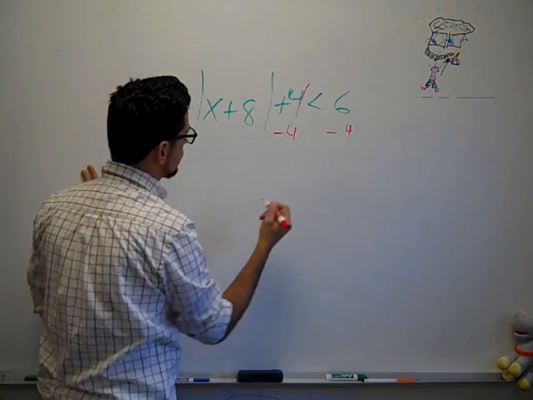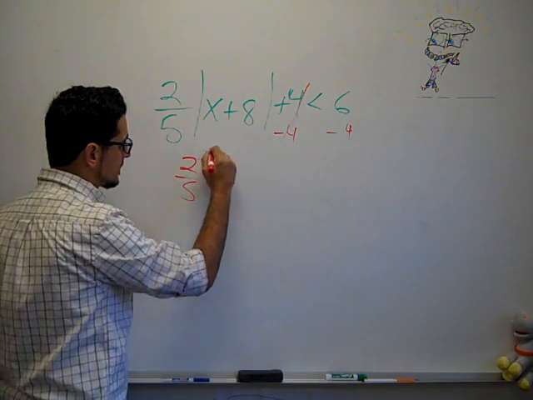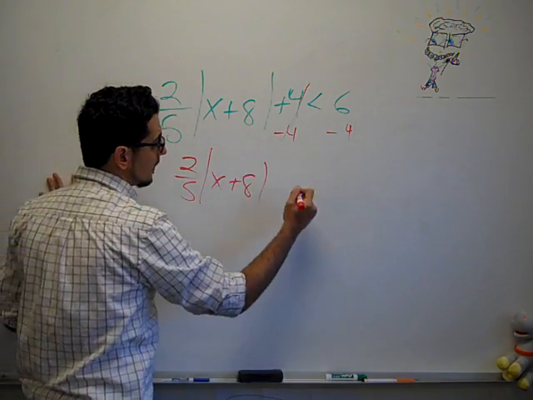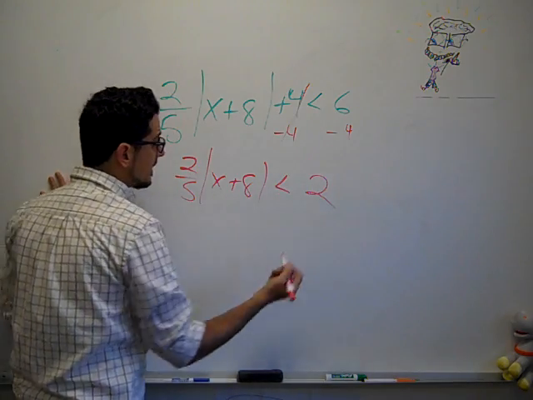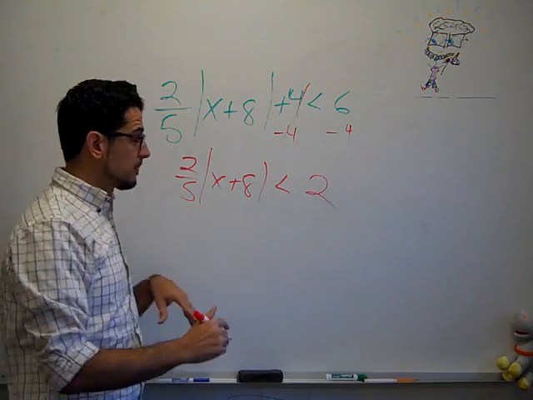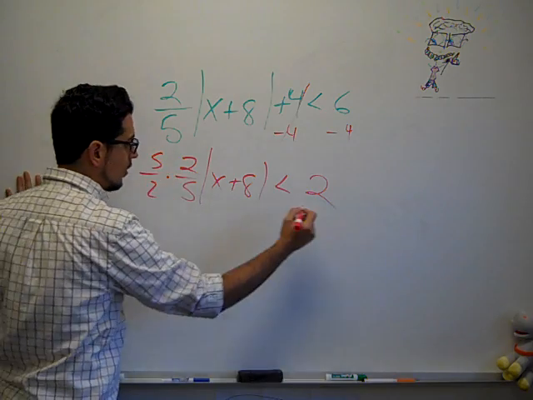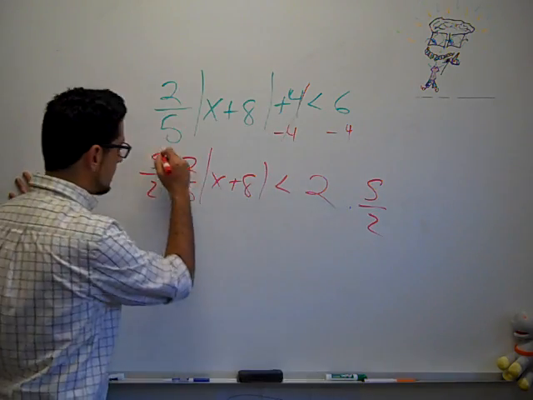So I can go ahead and subtract 4. That cancels out. And I'm left with 2/5 times the absolute value of x plus 8 is less than 2. Next, I have to multiply by the reciprocal, times 5/2. These cancel out.